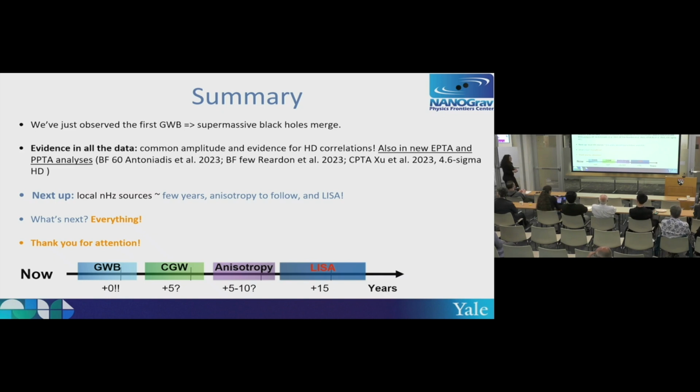So what's next? We think that we'll find some local, nearby, low-frequency gravitational wave sources. These can induce anisotropy in the gravitational wave background. And then in the 2030s, LISA will fly, and we'll be able to see the actual final merger of these lower mass supermassive black holes. So what's next is everything.